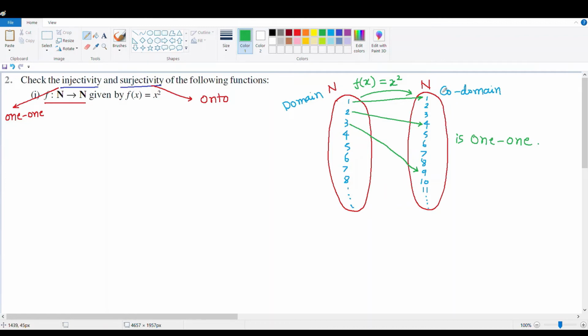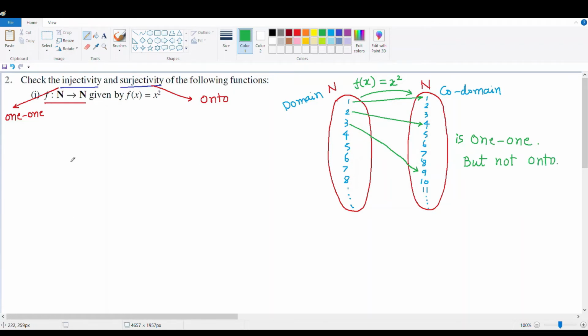Now what about onto? See, this 2 does not have a pre-image, 3 does not have a pre-image, because you cannot find a square root of 3 in the natural number set. You cannot find the square root of 6 in the natural number set, right? So infinitely many numbers in codomain do not have any pre-image in this domain. So we can say that this is 1-1 but not onto.